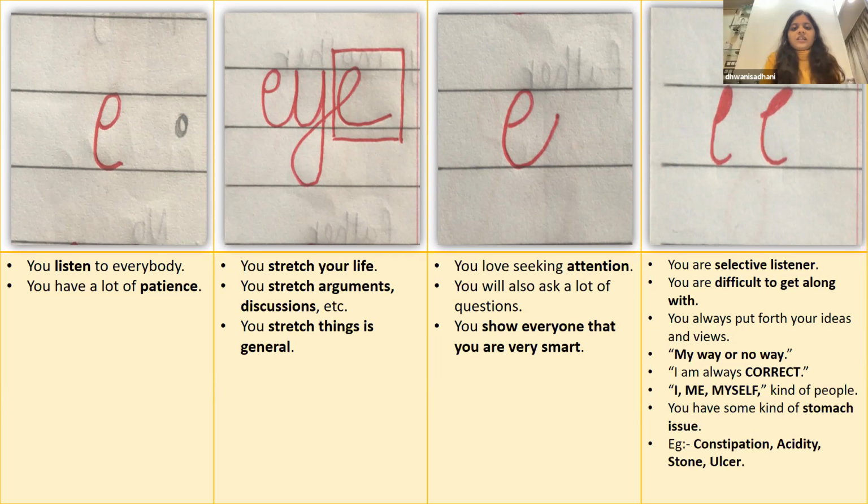and because of these qualities, or because of this personality of theirs, they're going to develop stomach issues. They're going to have a lot of stomach issues. They're going to have constipation problems, acidity problems. They're probably going to have stones in their stomach. And they can also have ulcers.